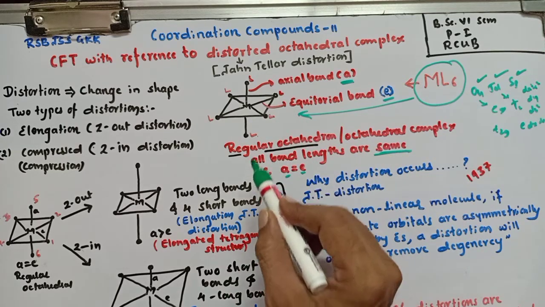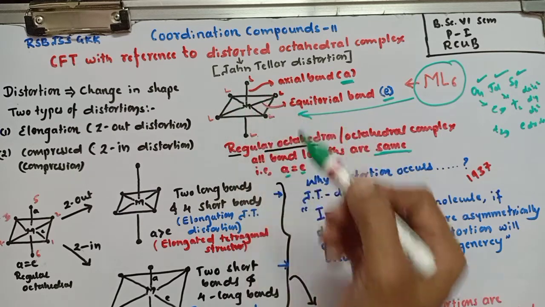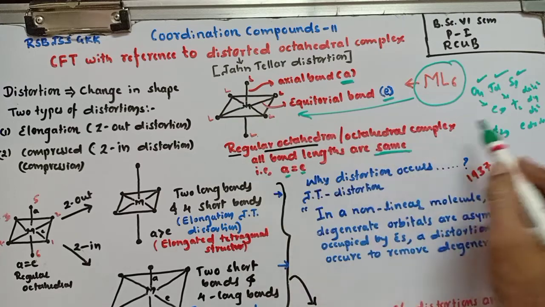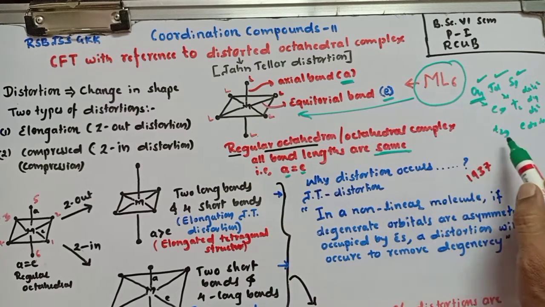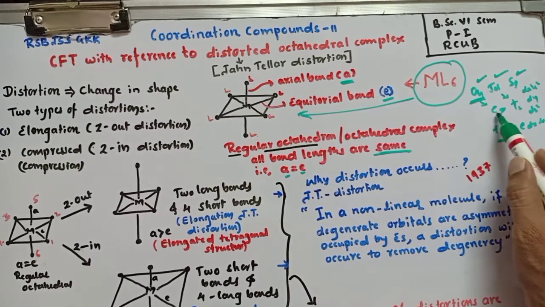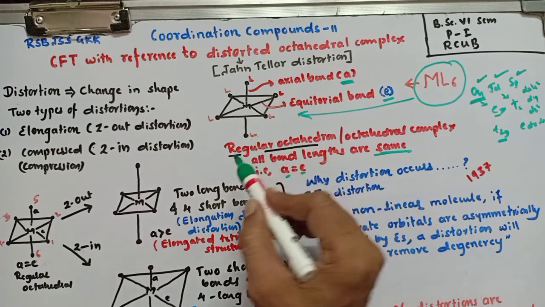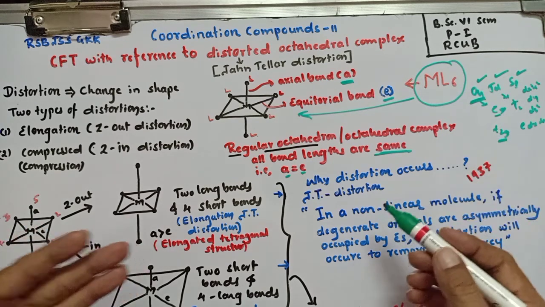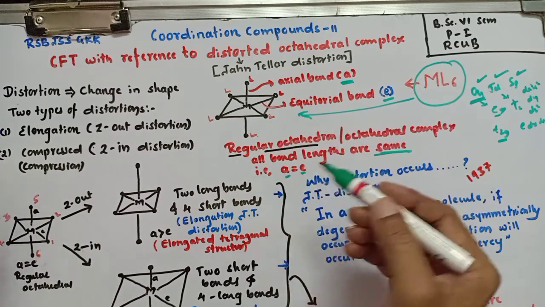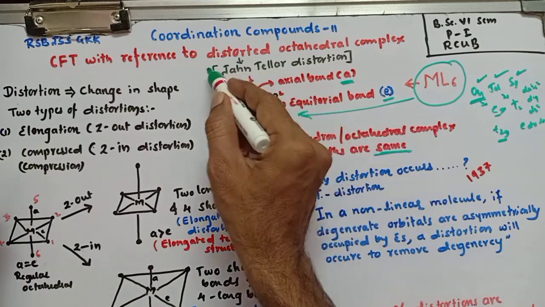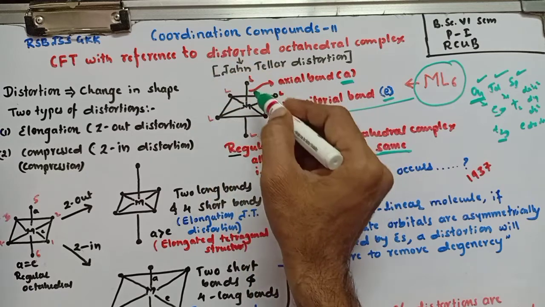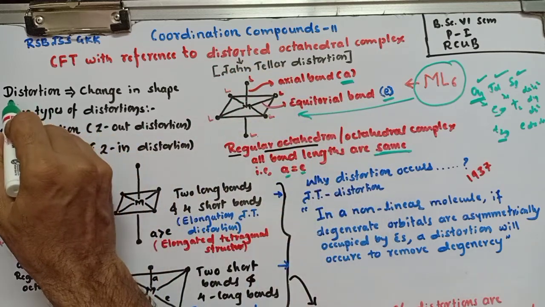Now the question comes, what do you mean by distorted octahedral structure? Because we already know crystal field theory with reference to the perfect octahedral structure. The 5d orbitals are going to split into t2g and eg orbitals. Now the question comes, if it is a distorted octahedral structure, then how are the 5d orbitals going to split into different sets? So before going to that, let us know what we mean by this distorted octahedral structure. In order to realize that, let us start with the meaning of distortion.